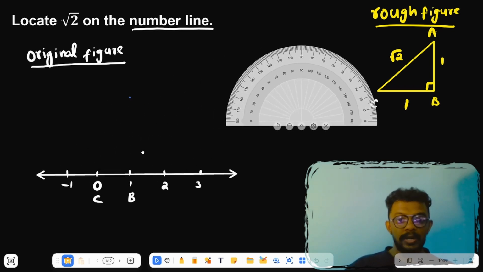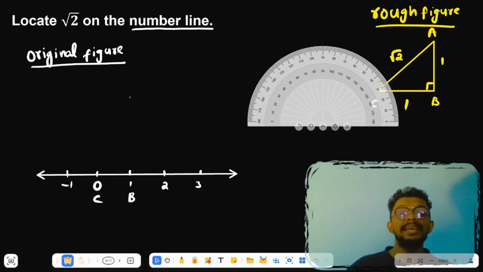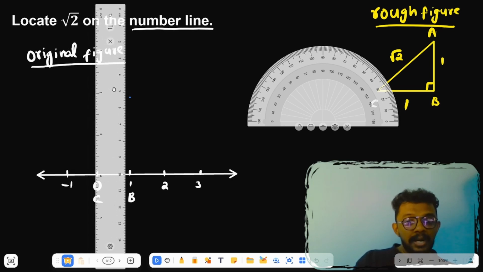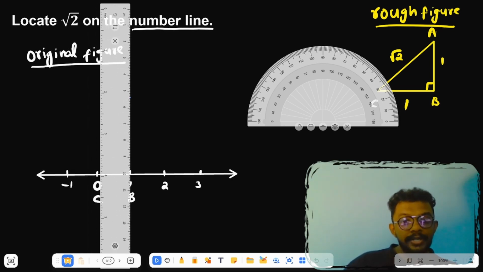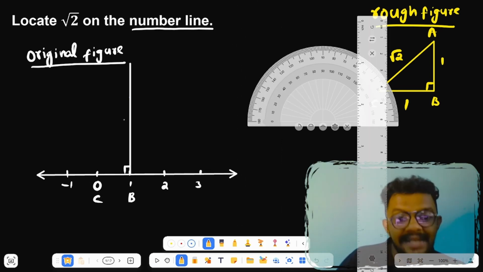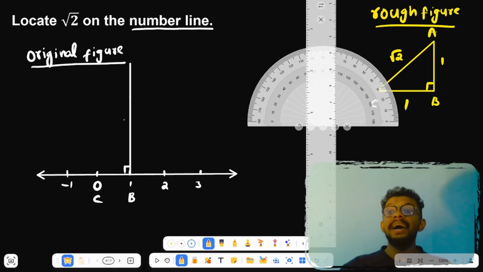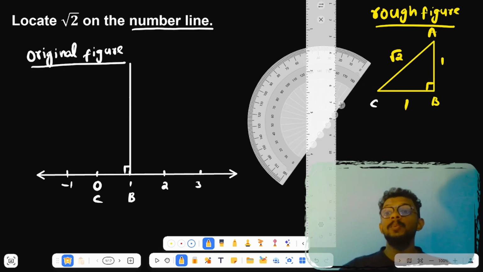Now what? I will join them using a ruler, using a scale. Okay, got a scale, so mark it. Yeah, it's time to draw it. So I'm joining this point. So I got a 90-degree line. Now, if I take the same 1 unit, I will get A. So whatever the unit I choose, the same unit I have to take in order to get A. And I should take from B.